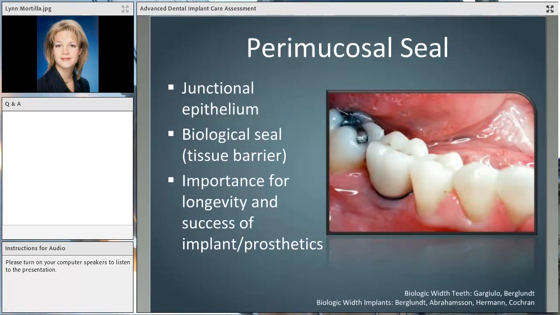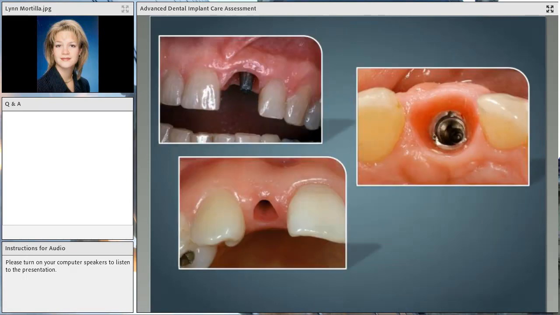What we focus a lot of our assessment on is the perimucosal seal. That is the biological seal or the tissue barrier that represents itself just as the sulcus would around a tooth. And this seal is a barrier to the oral cavity, and it works to keep bacteria and food out of that sulcular area. It is very important that the perimucosal seal be healthy, just as it's very important that the sulcus and the gingival tissue around a tooth be healthy. Same thing here with the perimucosal seal around an implant.